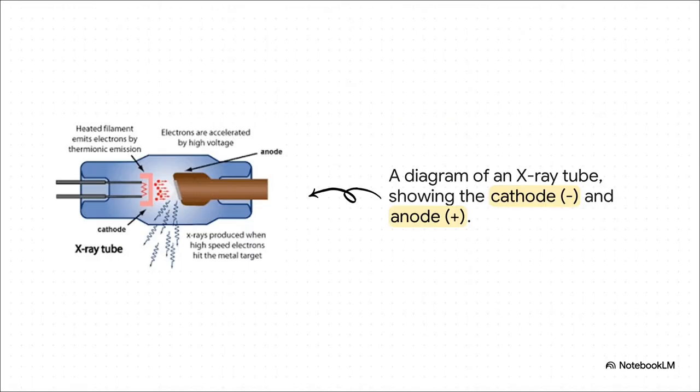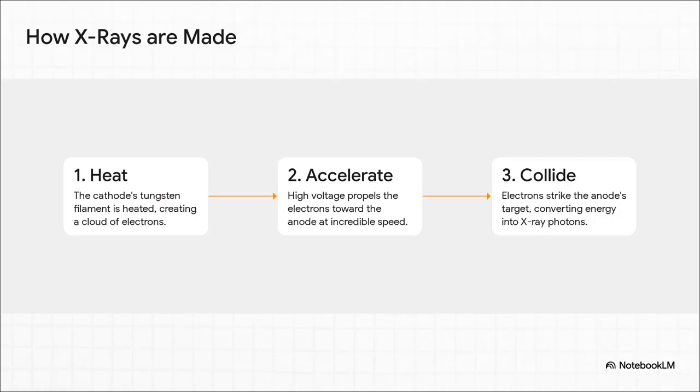And this is where all the magic happens, inside the X-ray tube. You can think of it as the heart of the machine. It really only has two main parts. You've got the cathode, that's the negative side, and the anode, which is the positive side. The entire game is to get electrons to fly from that cathode over to the anode. And it all happens in three surprisingly simple steps. First, you heat things up.